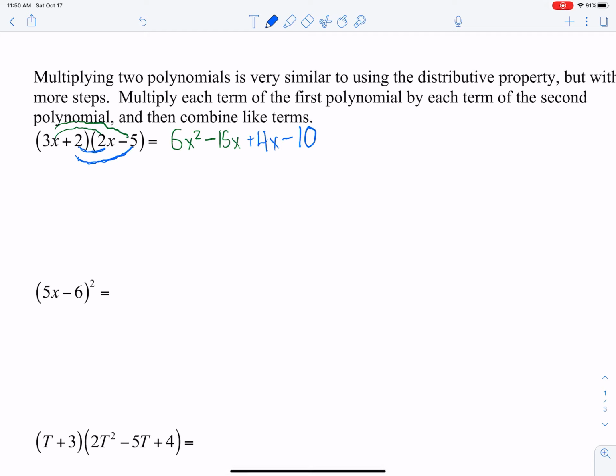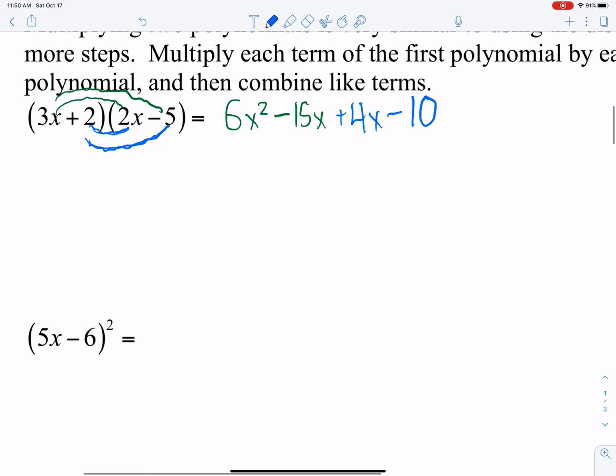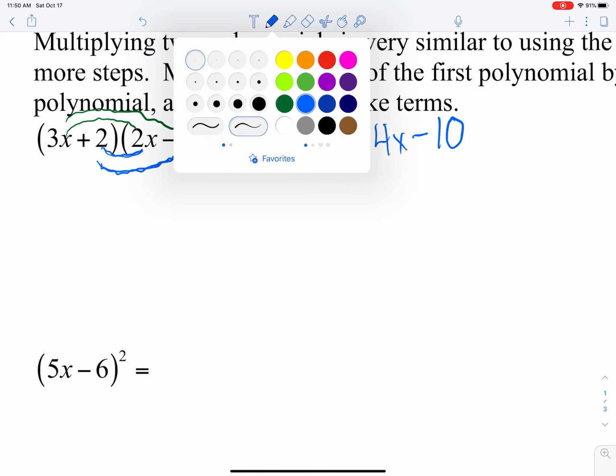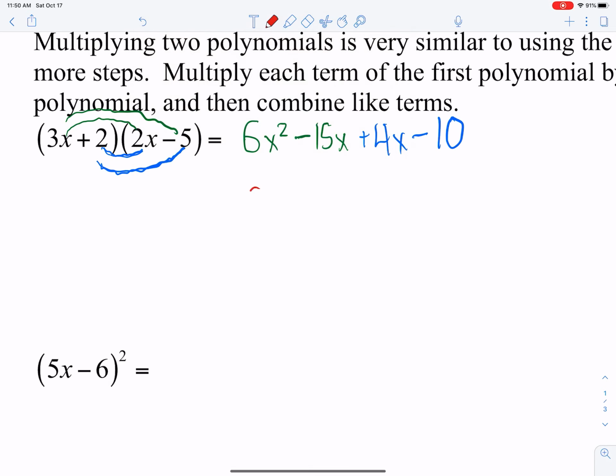Now, something you'll remember from earlier on in this course, hopefully, we talked about the fact that after you distribute, you always want to see if you can combine like terms. It's the same thing with multiplying. After you multiply, you always want to try to combine like terms. That 6x squared at the front doesn't have any like terms, so it stays the way it is. Negative 15x plus 4x, negative 15 plus 4 is minus 11. So that'd be minus 11x, and then we have a minus 10 at the end.